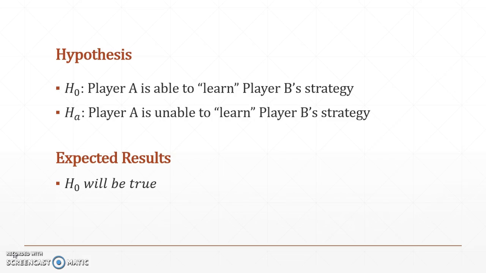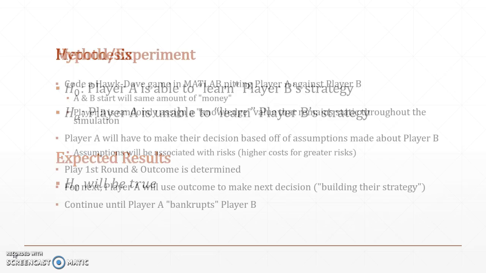So what is our hypothesis? Our null hypothesis is that player A is able to learn player B's strategy. And our alternative hypothesis is that they will be unable to learn player B's strategy. And we expect that the null hypothesis will be true.